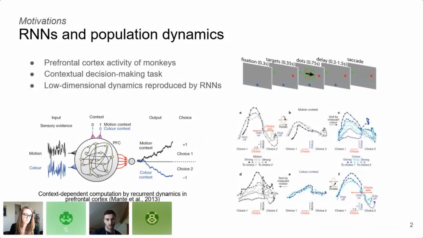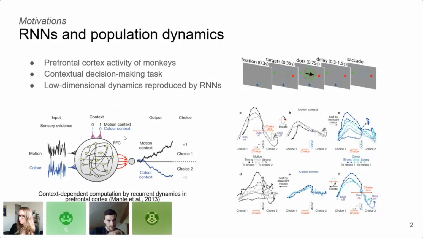So if we analyze the recorded activity of the neurons, we notice that it is actually low dimensional, and we can visualize it using some targeted dimensionality reduction methods. I'm not going to detail this now, so if you want, you can check the original paper to have more details. But what is important is that when we train recurrent neural networks on the same task, we also observe these low dimensional dynamics. And so these trained RNNs have been used as a mechanistic hypothesis about how the dynamics of the neurons in the PFC are actually solving the task.